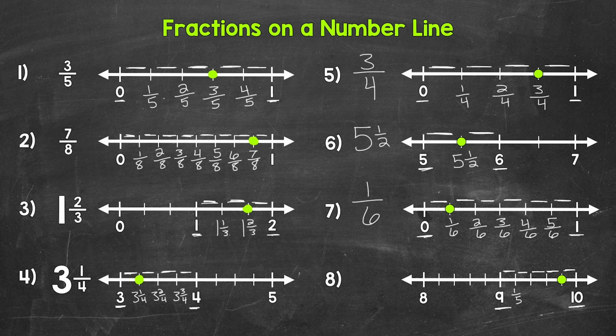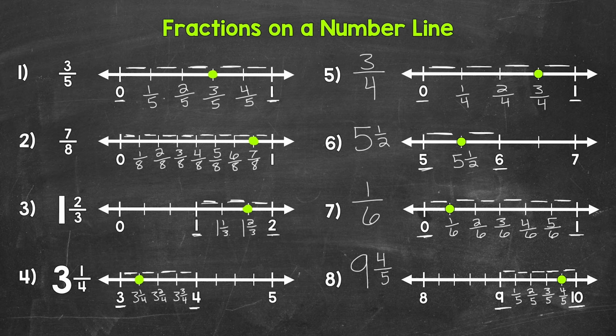I don't have enough room to write the whole number as well, so I'll just put the fraction. So that's 9 and 1/5, 9 and 2/5, 9 and 3/5, 9 and 4/5, and then 9 and 5/5. Well, we have 9 and then 5/5 is 1 whole, so that is 10. So our fraction here is 9 and 4/5. So there you have it. There's how to plot and identify fractions on a number line.